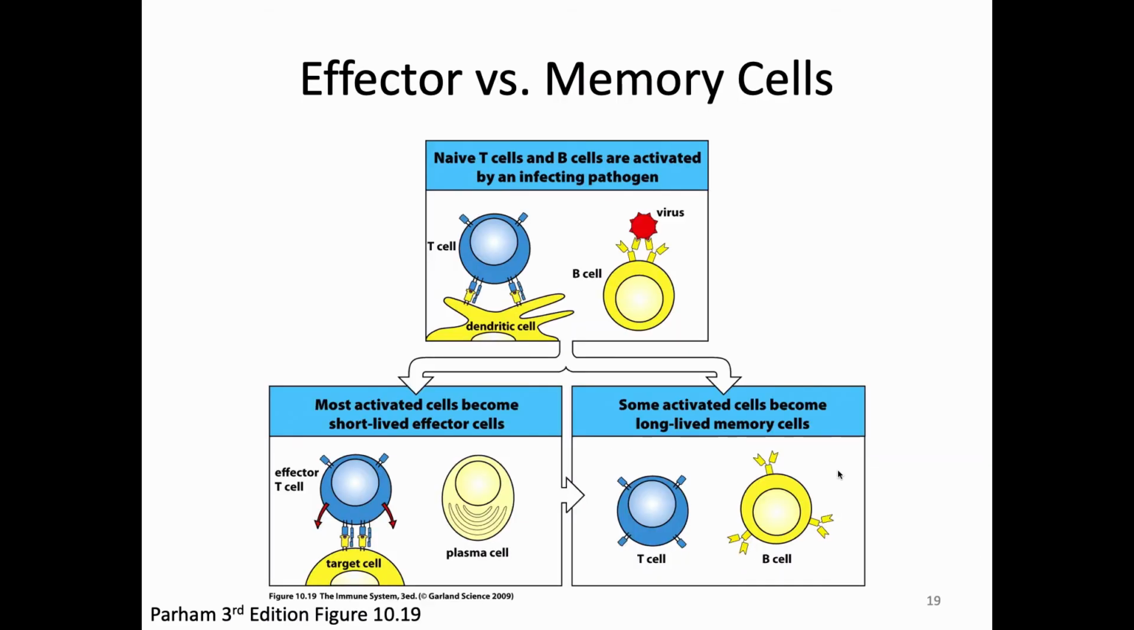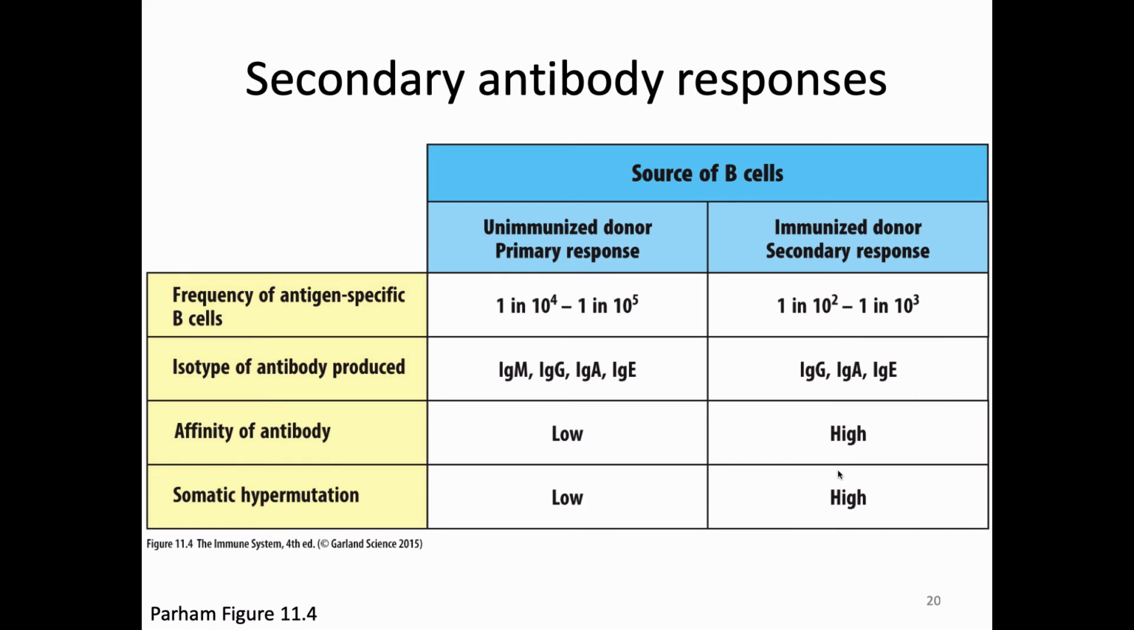And so you can see that, first of all, in these antibody responses. So if we look at a person making a primary response, they have between 1 in 10 to the 4th and 1 in 10 to the 5th B cells specific for an antigen. You can see that's much higher in a secondary response. You can see the big differences in class switch. You can see the difference in affinity. You can see the difference in hypermutation, all as a result of that secondary response.